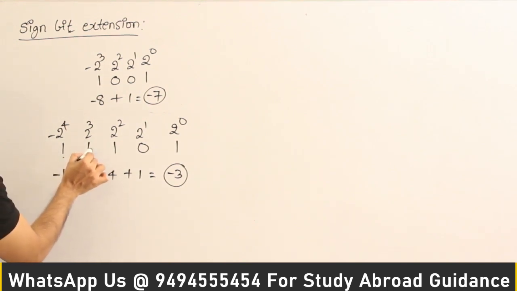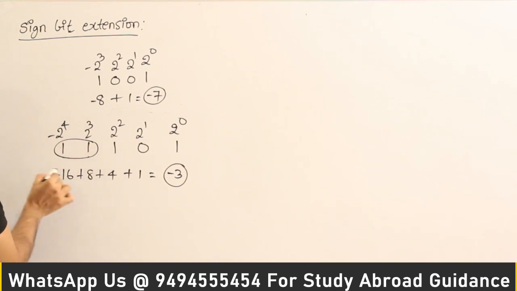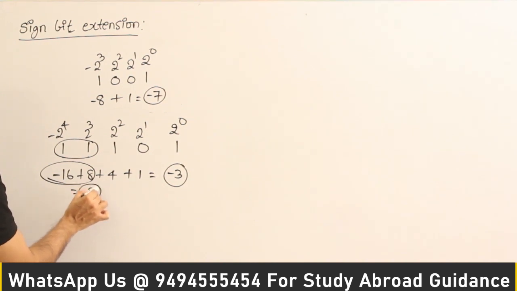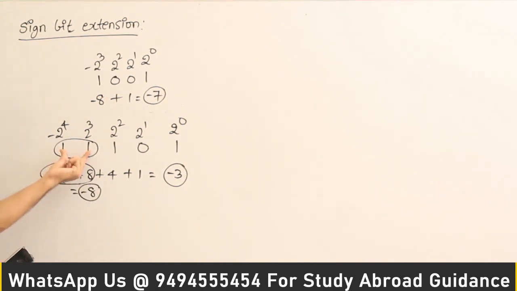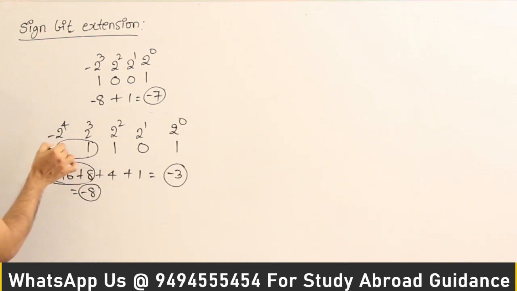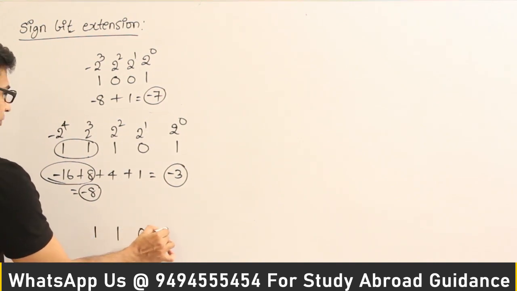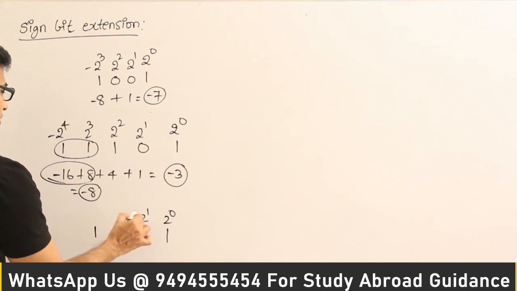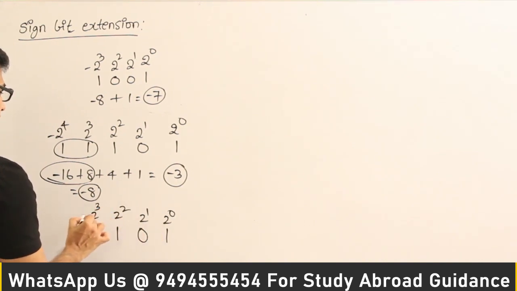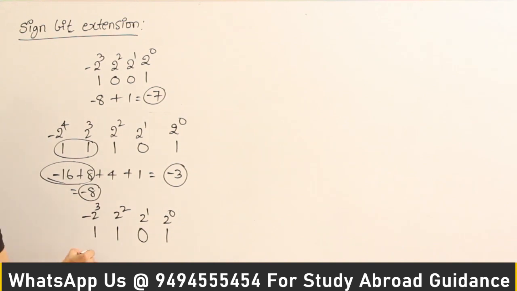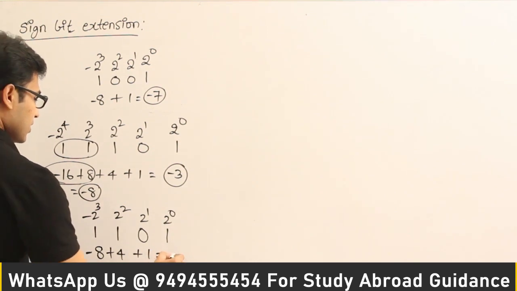Now one interesting thing is, these two bits when added: minus 16 plus 8 is going to become minus 8. Check this. Now if I delete this first most significant digit, then the number is going to be 1 1 0 1. Then it is 2 power 0, 2 power 1, 2 power 2, 2 power 3. Now what do we get here? Minus 8 plus 4 plus 1, which is again minus 3.